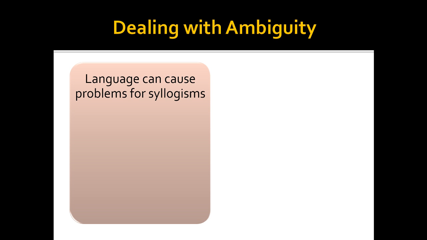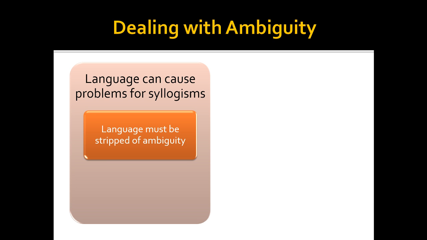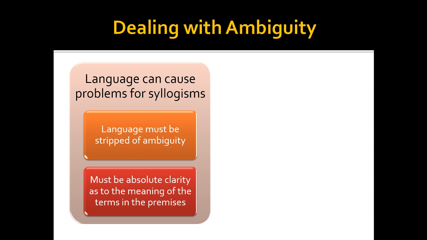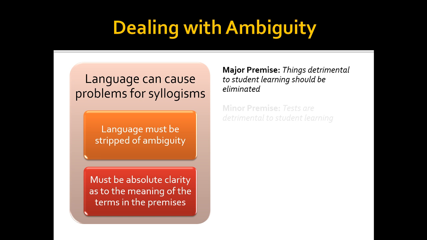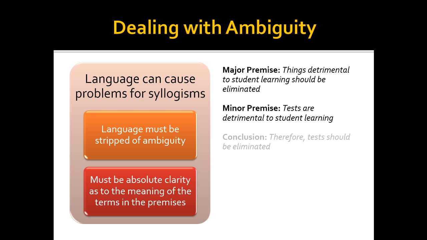Now let's talk about ambiguity here, because language can cause problems for syllogisms. And let's take an example here. Here's a major premise. Things detrimental to student learning should be eliminated. The minor premise, tests are detrimental to student learning. Conclusion, therefore, tests should be eliminated. Is this a valid argument? Is this a sound argument? What do you think is wrong here?